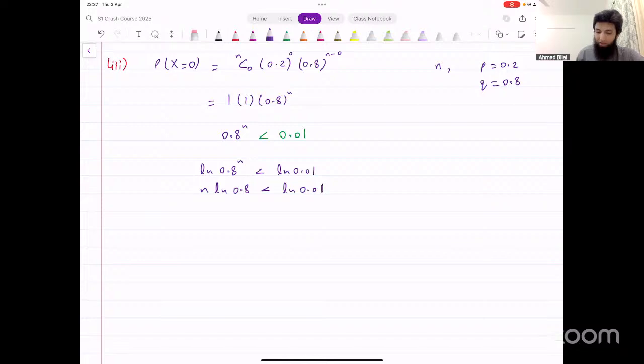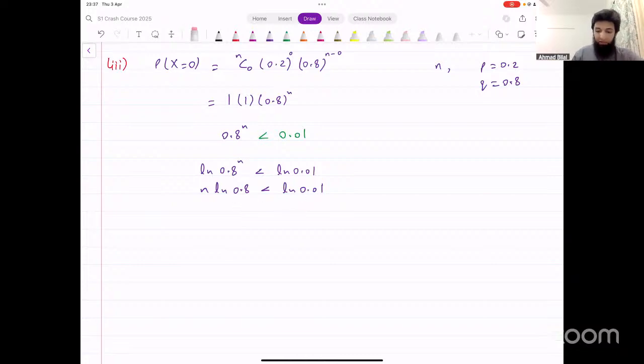And now we can divide this on the other side. But here you have to be careful. Don't just divide it on the other side right away. If you remember your logs well, if you take log of a number that's less than 1, the result is negative. So ln of 0.8 is a negative number. Don't divide it on the other side.